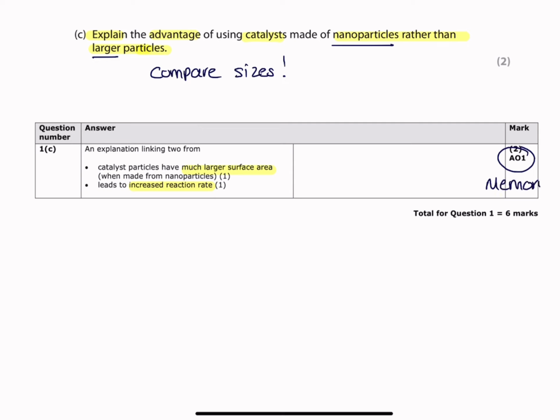This is AO1, so it's another memory question. The whole thing this time around has been memory. And then this is just reminding you that it links to the rates of reaction topic. So the total for question 1 is 6 marks.